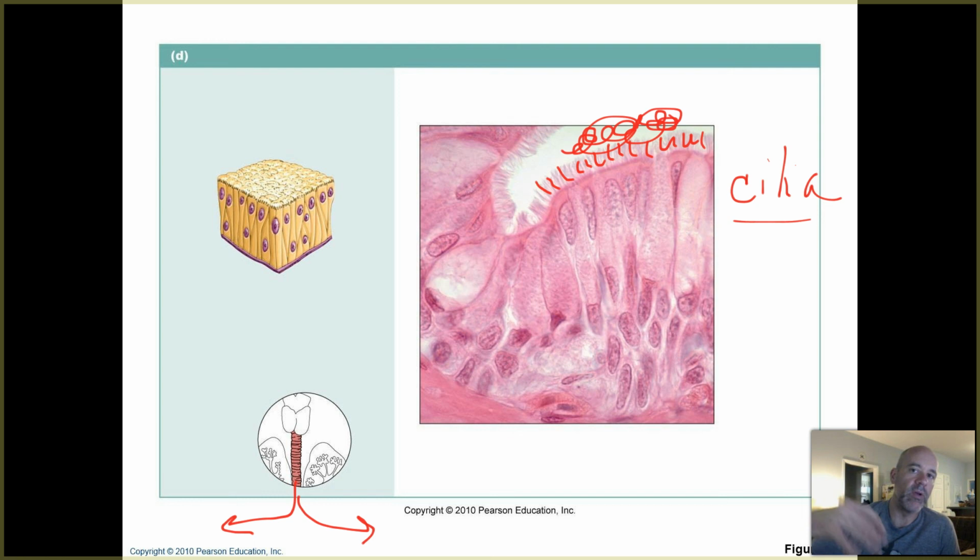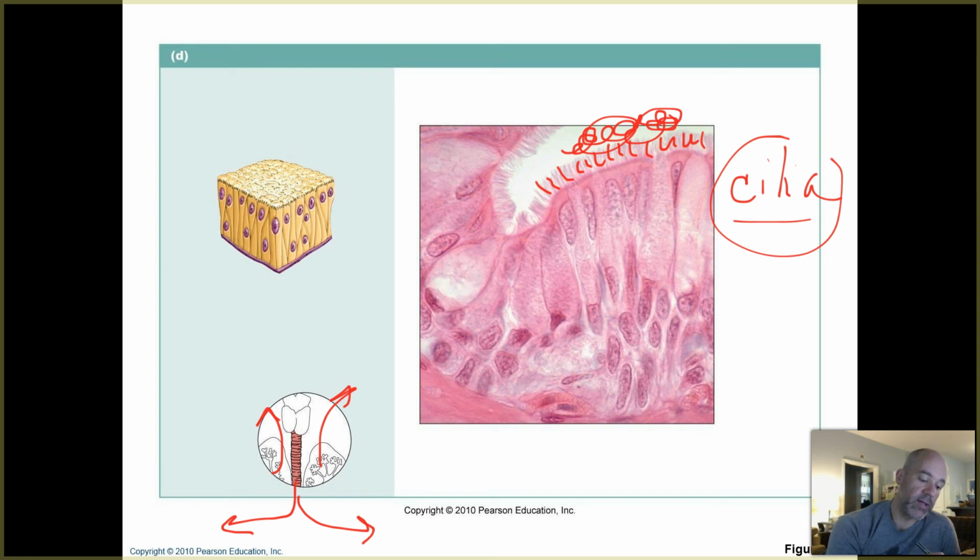And what the cilia do is they constantly brush upward and send that stuff back upward towards your pharynx. And once it's in the pharynx, hopefully you're going to cough it out or swallow it down into your stomach. But those are called cilia, and you do have that on the pseudostratified columnar epithelium that lines your trachea.